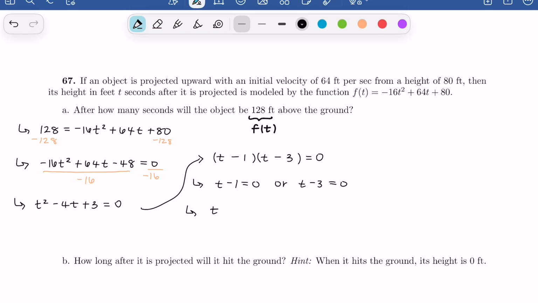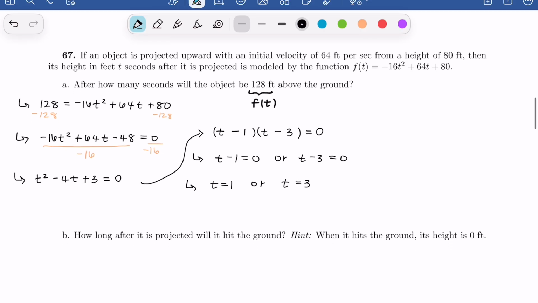Solving for our variable in both of these equations, we're going to get t is equal to 1 or t is equal to 3. So what this means is the object will be 128 feet above the ground after 1 second and again after 3 seconds, because the question is asking how long until this happens.